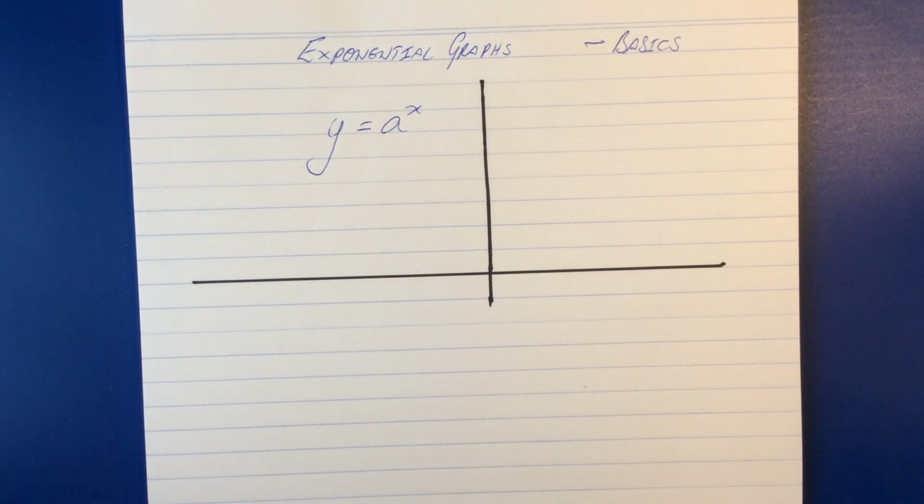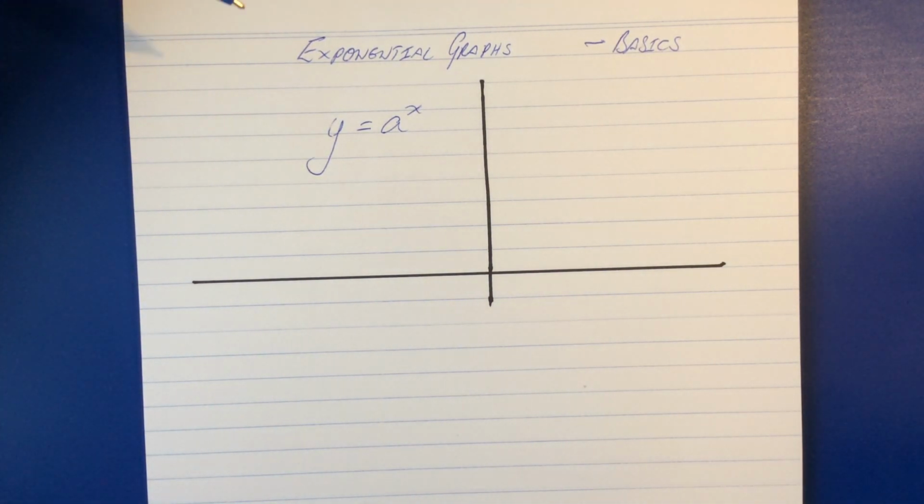Hi, I'm an old guy and I do maths, and today we're going to look at the basics of exponential graphs. And you can see that I've gone to the trouble of actually ruling some lines on a page. I suppose that's a hint that I'm going to have to draw something quite carefully.